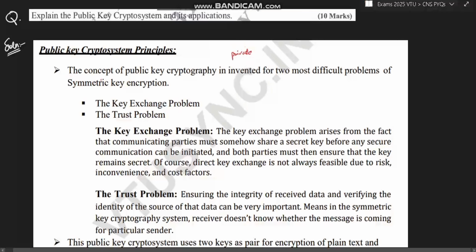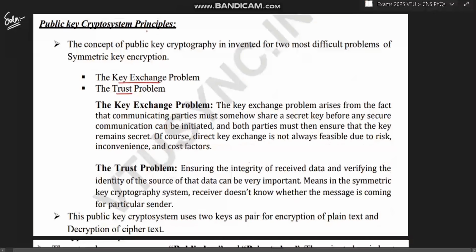Listen carefully. The concept of public key cryptography was invented for two of the most difficult problems of symmetric key encryption. First is the key exchange problem, second is the trust problem. If they ask about the principles, you have to describe these two. The key exchange problem arises from the fact that communicating parties must somehow share a secret key before any secure communication can be initiated. Both parties must then ensure that the key remains secret. Of course, direct key exchange is not always feasible due to the risk, inconvenience and cost factors.